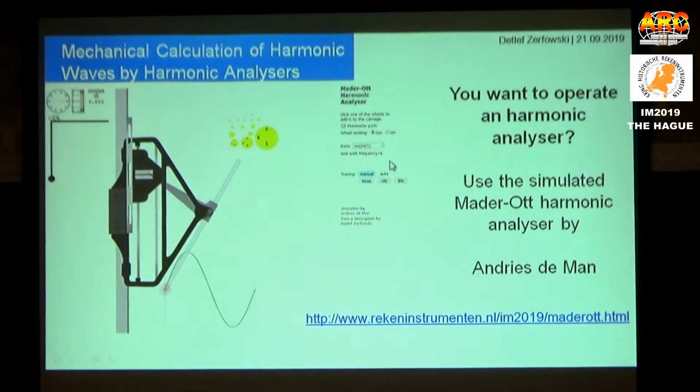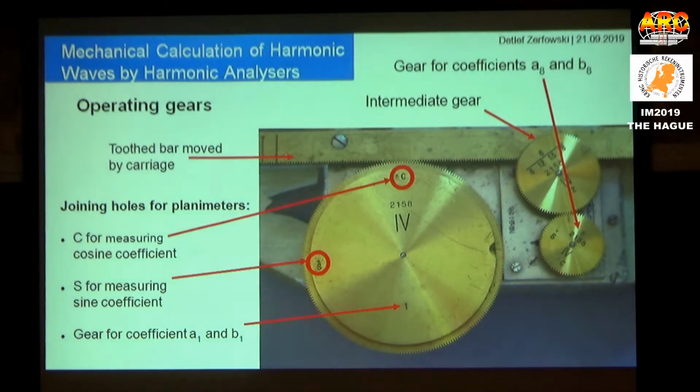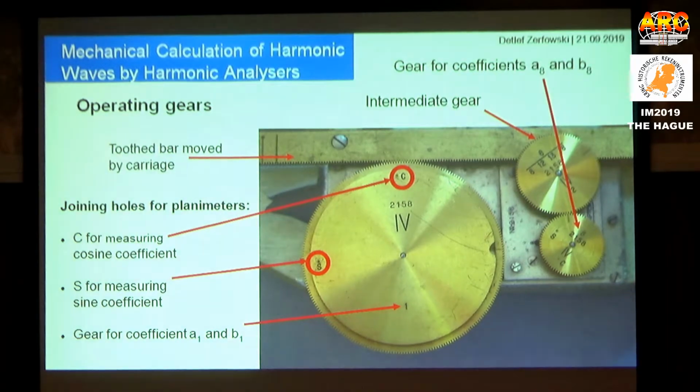So, don't rely with your ship going into the harbor on our measures. Okay. Now I have shown the simple harmonic analyzer. So that is a standard system. So here we are now digging a little bit deeper into the components. And what I already mentioned, here you see this hole for the cosine, and here the hole for the sine, where you had to put the planimeter in.